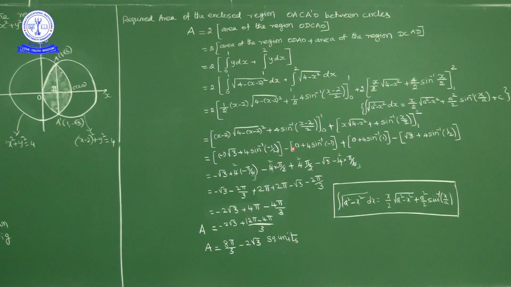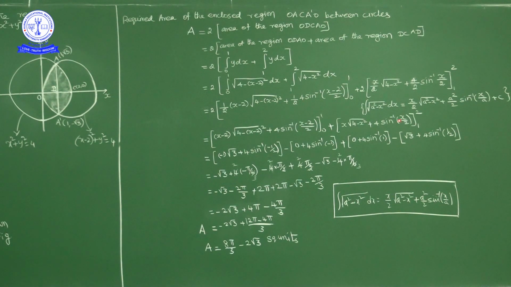Okay. Now by substituting the upper limit 1, what we have: (1 − 2)·√(4 − (1 − 2)²), that is 4 − 1 = 3, square root of 3, plus 4·sin⁻¹((1 − 2)/2), that is 4·sin⁻¹(−1/2), minus, to substitute the lower limit 0: (0 − 2)·√(4 − (0 − 2)²), where (−2)² is 4, so 4 − 4 is 0. So this part is 0 plus 4·sin⁻¹((0 − 2)/2) = 4·sin⁻¹(−1). This is regarding the first part.